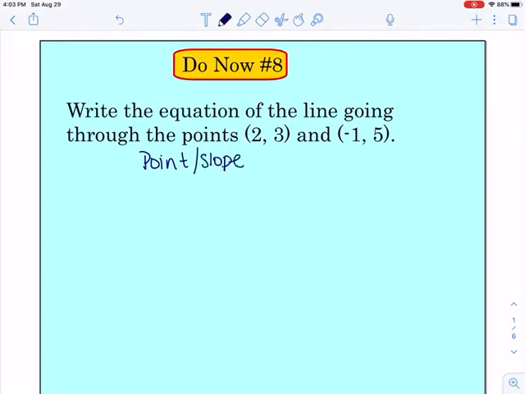Okay, and again, the name of that tells you the 2 things that you need. You need a point and you need the slope. So I have 2 points, so I have part of that already. So I'm going to have to find the slope before I can even talk about what point-slope form is. So let's do the slope formula.